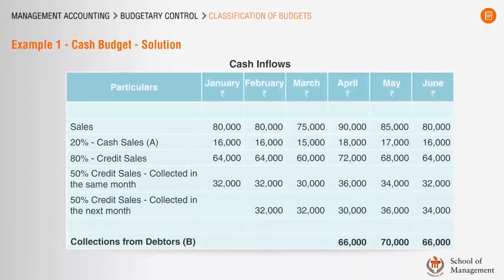So, in the cash budget, we have to show cash sales of 18,000 rupees plus credit sales of 66,000 rupees, which is 36,000 rupees for April and 30,000 rupees for March. We have to now follow the same process for the months of May and June.